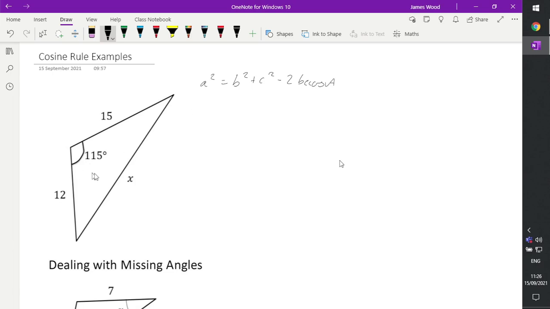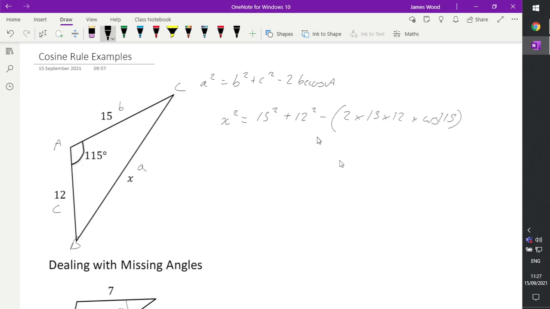So we've got A needs to be this angle here, which means that's lowercase a. The other two don't particularly matter as long as you've got your b's opposite each other and your c's opposite each other, and that's fine. So let's fill these in. So I've got x squared equals 15 squared plus 12 squared minus 2 times b times c times cos of 115.